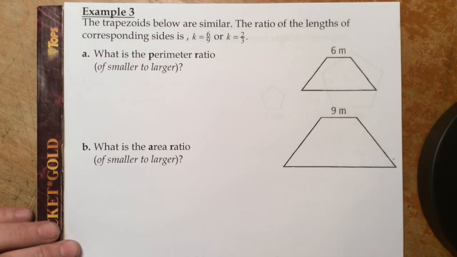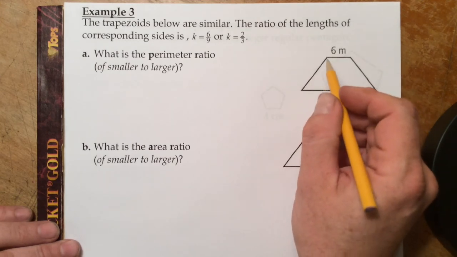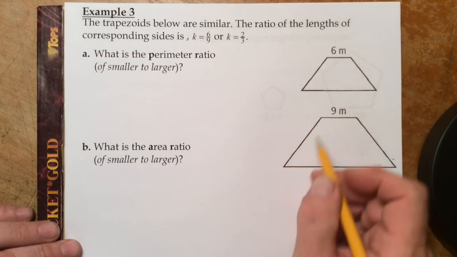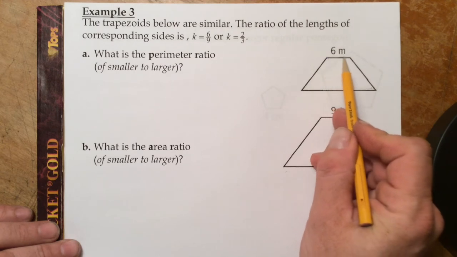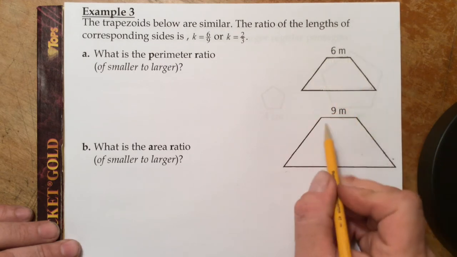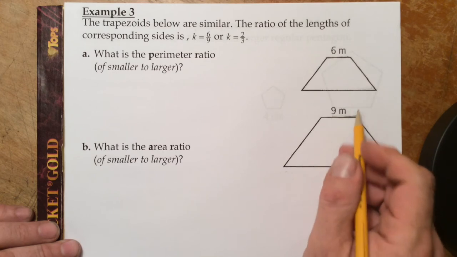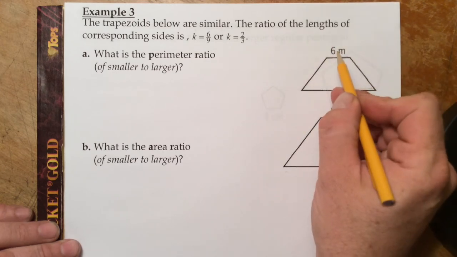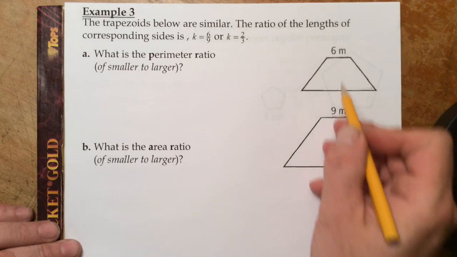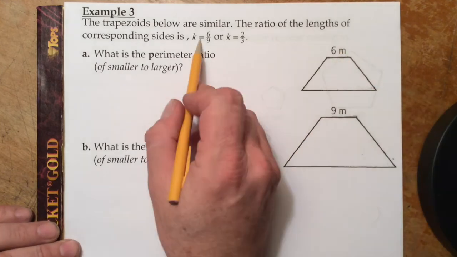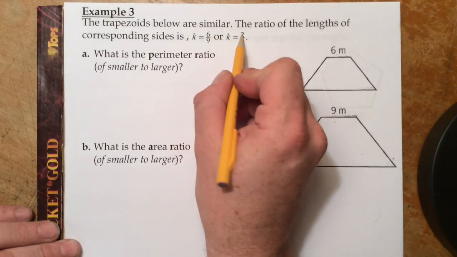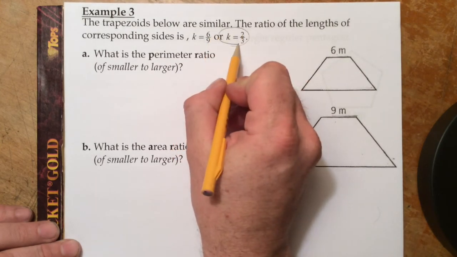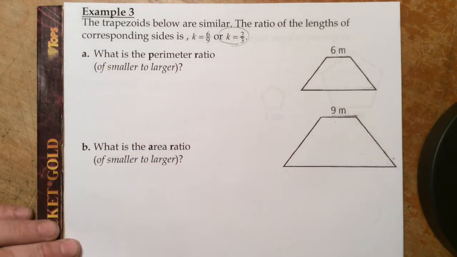Example 3. The trapezoids below are similar. Remember, similar figures means that all the corresponding sides are proportional. They give us this side right here, the upper side of this trapezoid, which corresponds to the upper side of this trapezoid, since they're similar. So we immediately have a scale factor of 6 to 9, or we can reduce that to 2 to 3. So K is 2 to 3, and they want to know part A, what is the perimeter ratio?